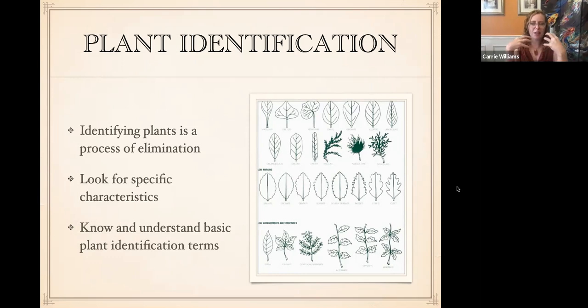So we're going to be looking at specific characteristics of the plant, the habit, the leaf, the stem. Every plant's going to have some sort of difference. That's the reason why we have different species. I mean, they are not all exactly the same. And so we want to understand and know some of these basic plant identification terms.